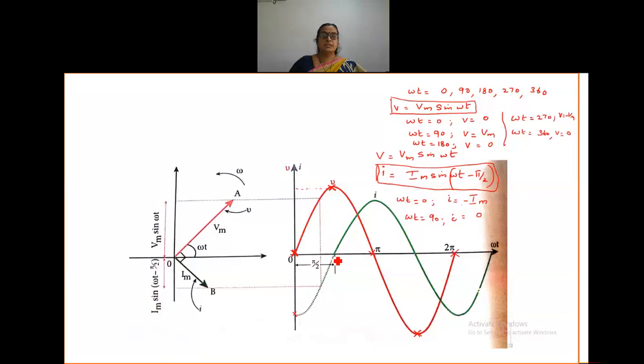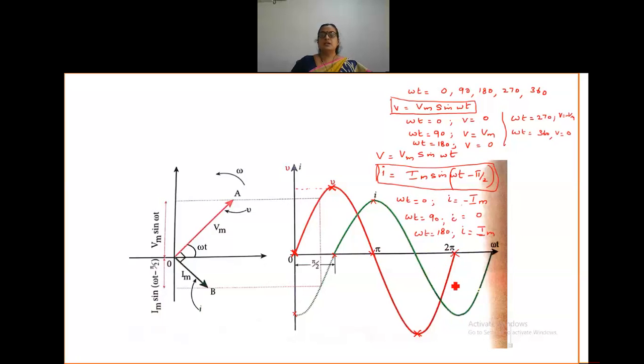Am I making the concept clear? Theta here is pi by 2, and the I value is 0 here. So that is the second point. Similarly, I keep on marking. This is the third point. Substitute omega t is equal to 180 degrees. 180 minus 90 will be 90. Sin 90 will be 1. 1 into Im will be Im. So for an angle of 180, I will be Im.